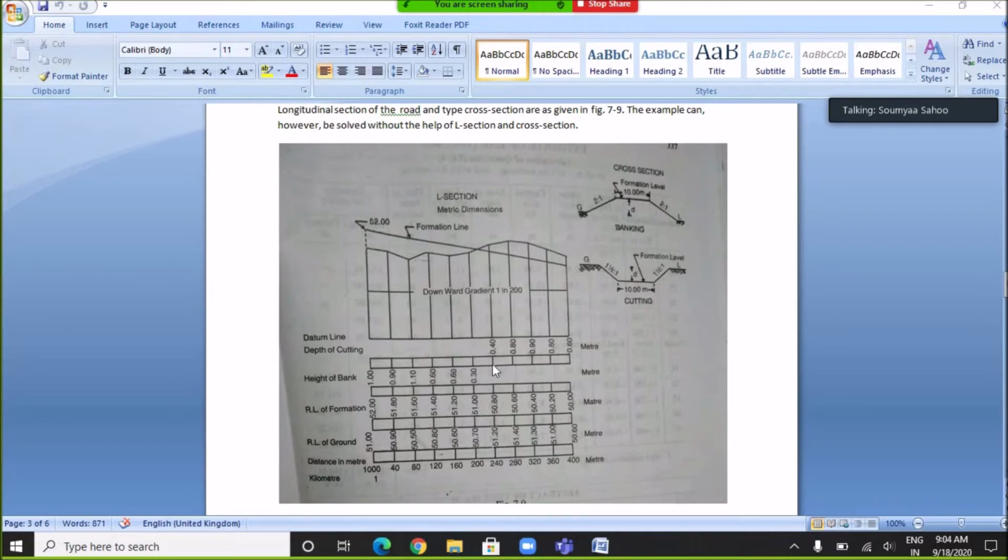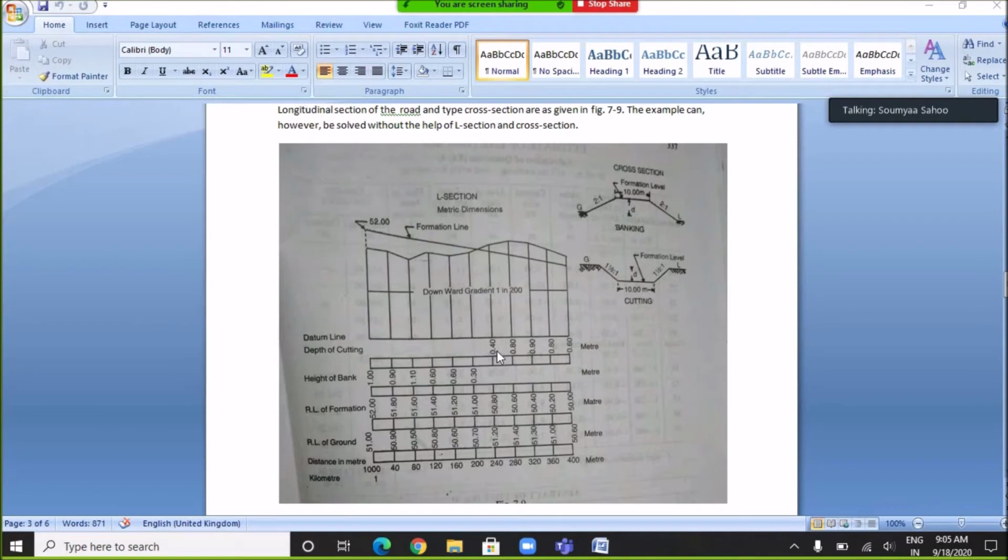Whereas from station number 31 to station number 35, the natural ground surface is above the formation level of the road. As you can see, the reduced level of ground is 51.20 meter, whereas the reduced level of formation is 50.80 meter. So here we have to find out the depth of cutting. If we subtract the reduced level of formation from the reduced level of ground, we get the depth of cutting. So 51.2 minus 50.8 equals 0.40 meter.